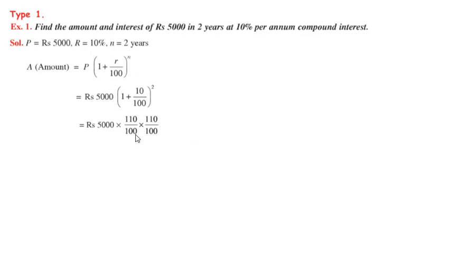Now you can calculate it yourself. You will get the result as 6050. So that means my rupees 5000 will become rupees 6050 after 2 years. So compound interest will be this amount minus principal. So you can learn this formula: compound interest is amount minus principal, A minus P. So A minus P, you get rupees 1050. So this rupees 1050 is your compound interest.